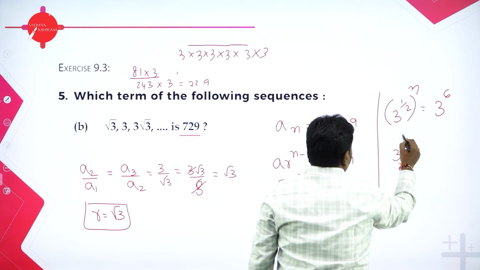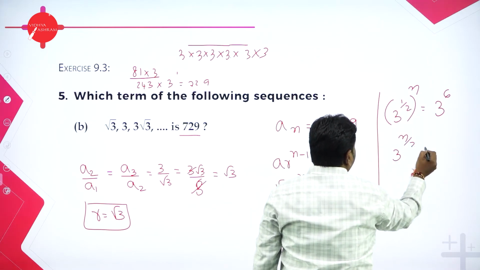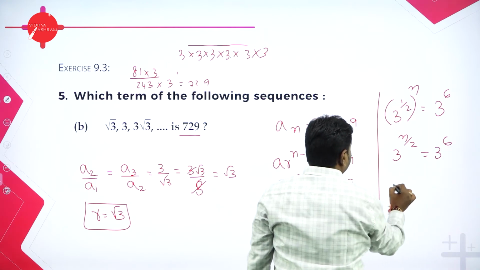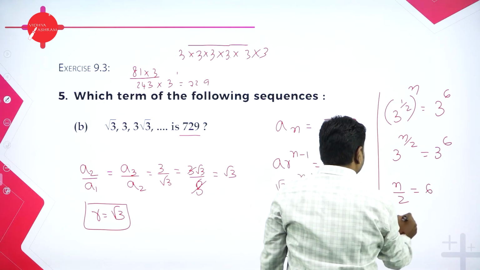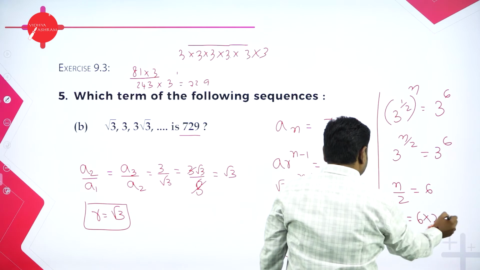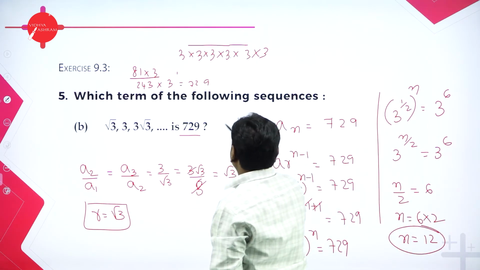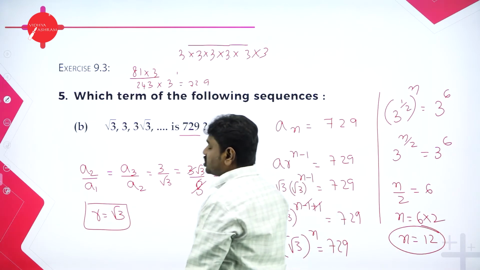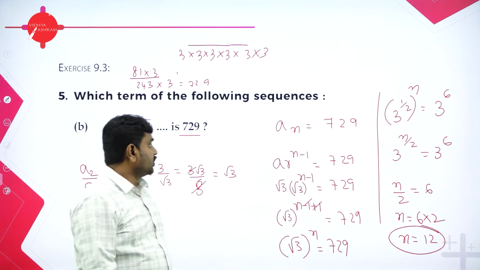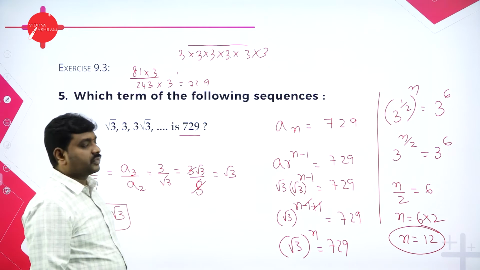Law of indices. Half into n, n by 2 is what? 3 power 6. Bases are same, equate the powers. n by 2 is 6. n is what? 6 into 2. So 12. So this is the 12th term. What is the answer? 729 is the 12th term. Which term is 729? 729 is the 12th term.